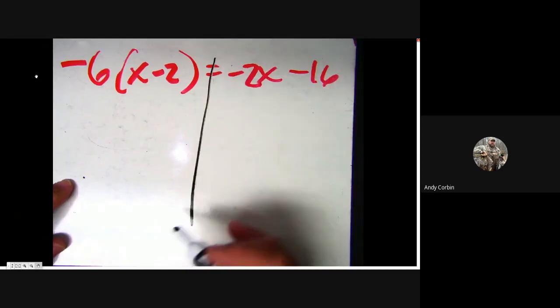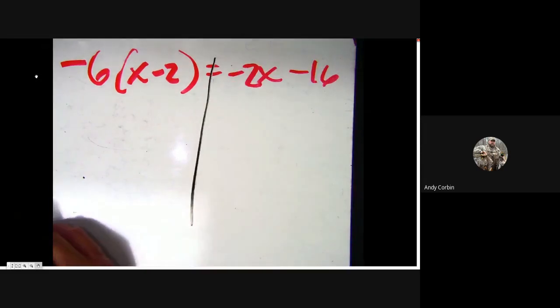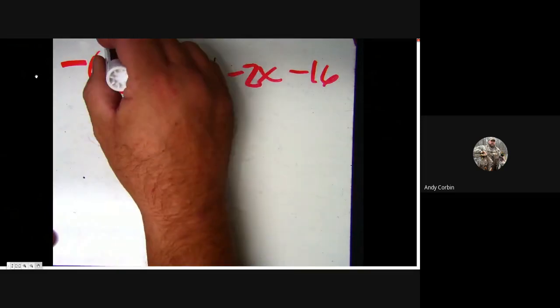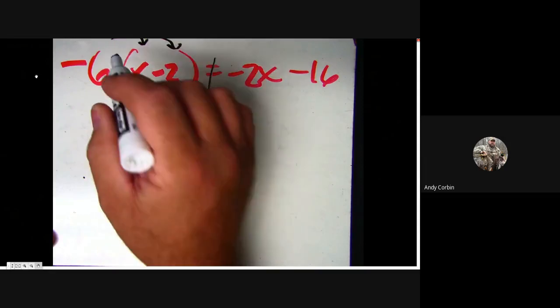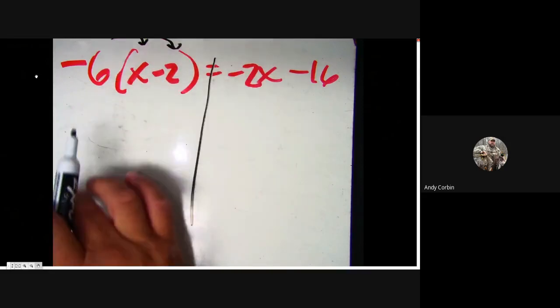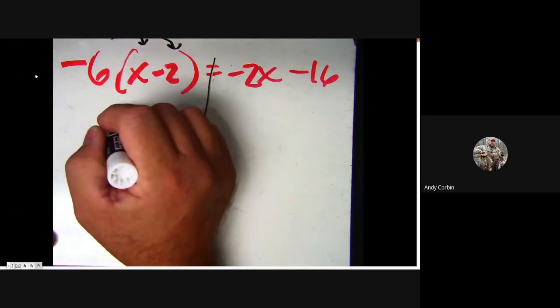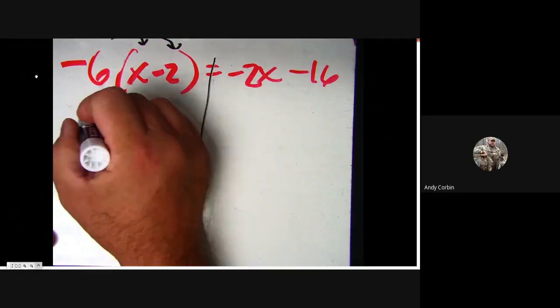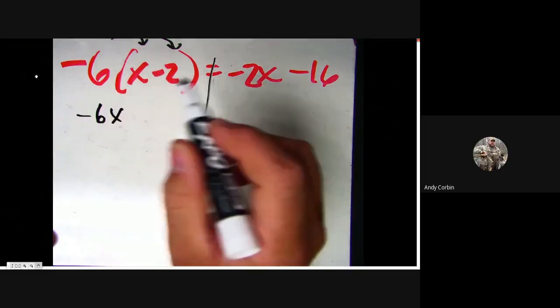Again, just like Elfrin said, first step is to use the distributive property. So I'm going to go here, and I'm going to go here. Okay, somebody tell me, what do I bring down? What's the first thing? Negative 6x. Right. So negative 6x.